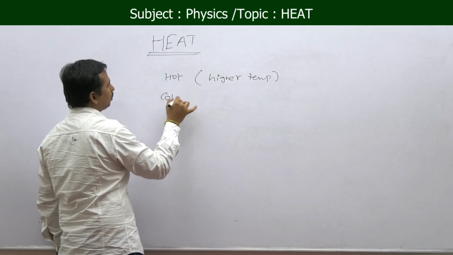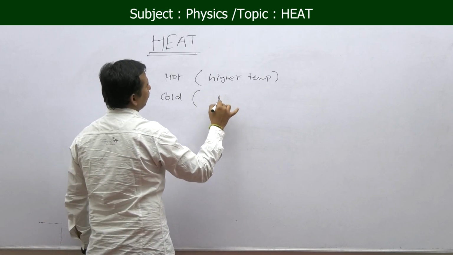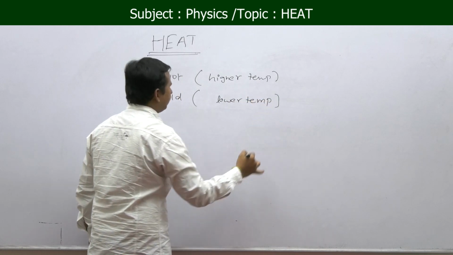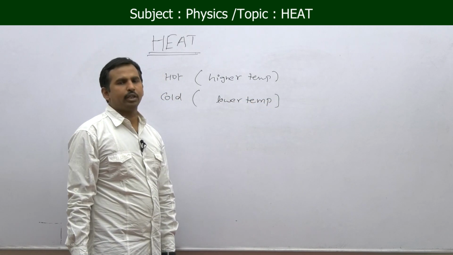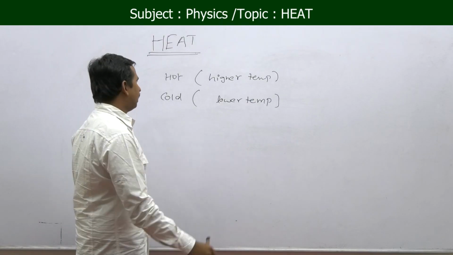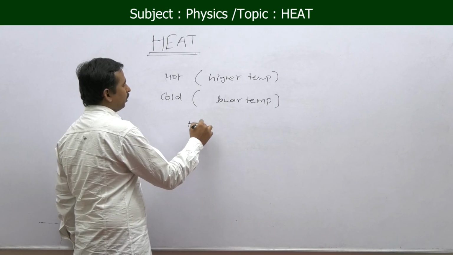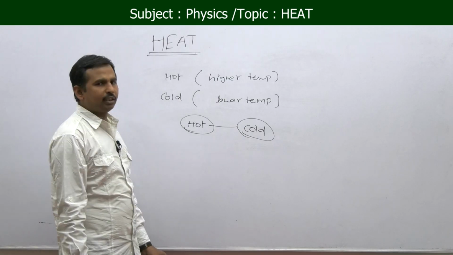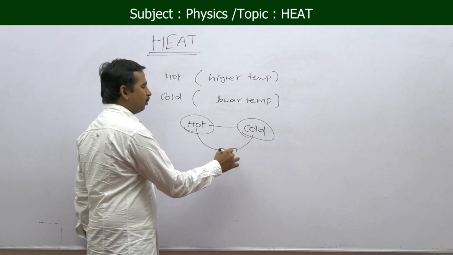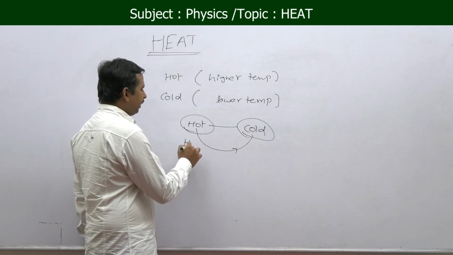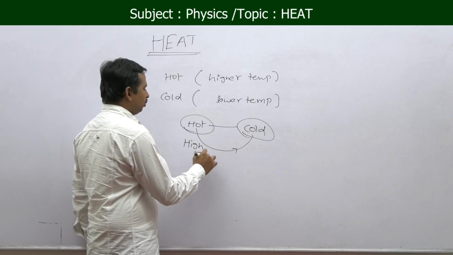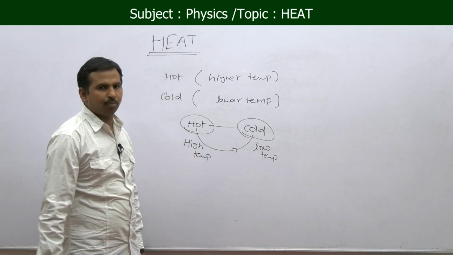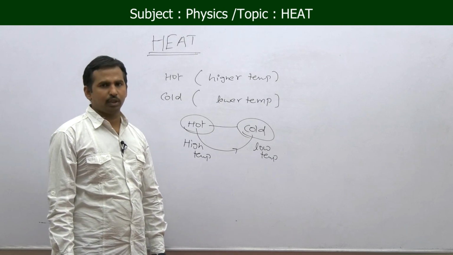And when can we say a body is a cold body? If it is at a lower temperature. The higher temperature one we call a hot body, and the lower temperature one we call a cold body. So, whenever you connect a hot body and a cold body and both are in contact, heat transfers from the hot body to the cold body, which means from the high temperature body to the low temperature body.